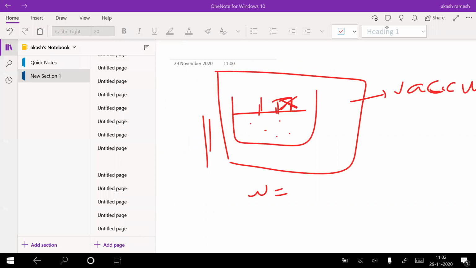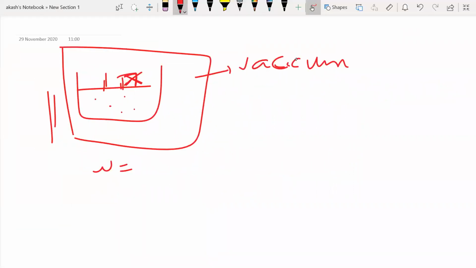Why is P external constant? I think you asked this question, and I answered it. So what do you think is the answer? What do you think is the value of W here? Any random guesses? Zero, sir. Okay, yes, it is correct.